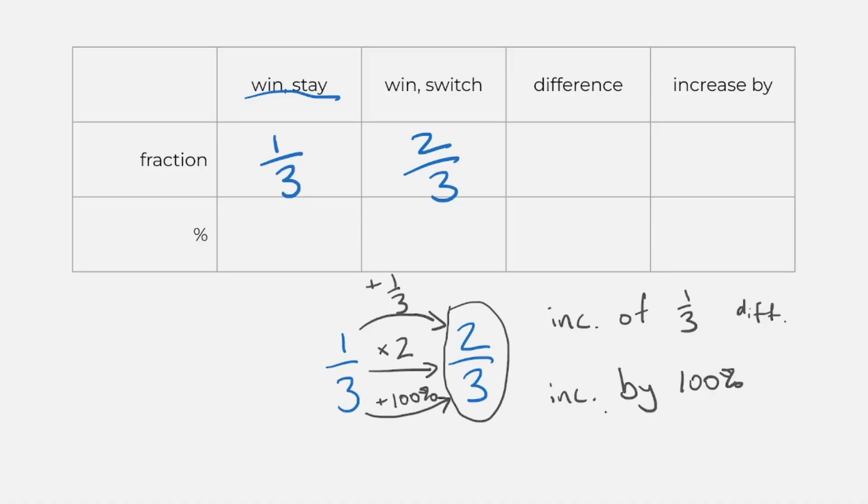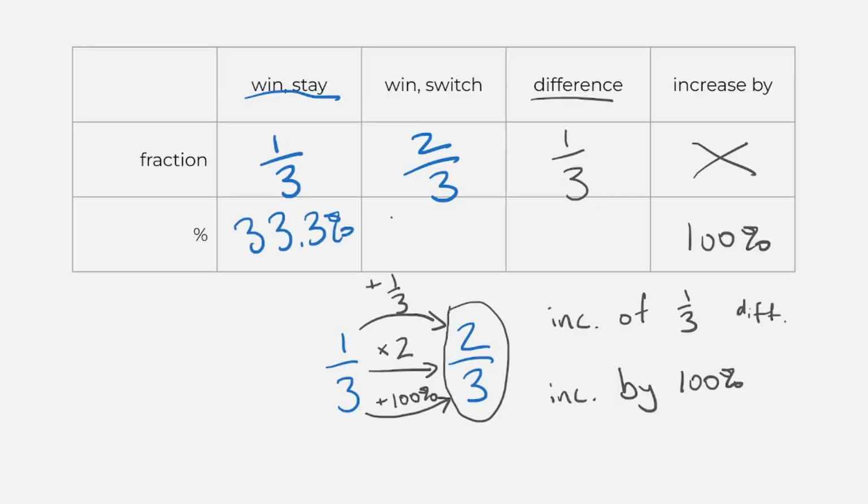And it doesn't quite make sense to use a non-percentage for this number because we'd be saying an increase by 1, which I think is very misleading. So to that end, we won't fill in this box and we'll go ahead and say the difference is 1/3 and it's an increase by 100%. Let's go ahead and fill in these other values with the percentages. So the win if we stay, let's round to one decimal place. So we'll say 33.3%. And the win if we switch, 2/3, that's 66.7%. So the difference between these two, also 1/3, so 33.3%.